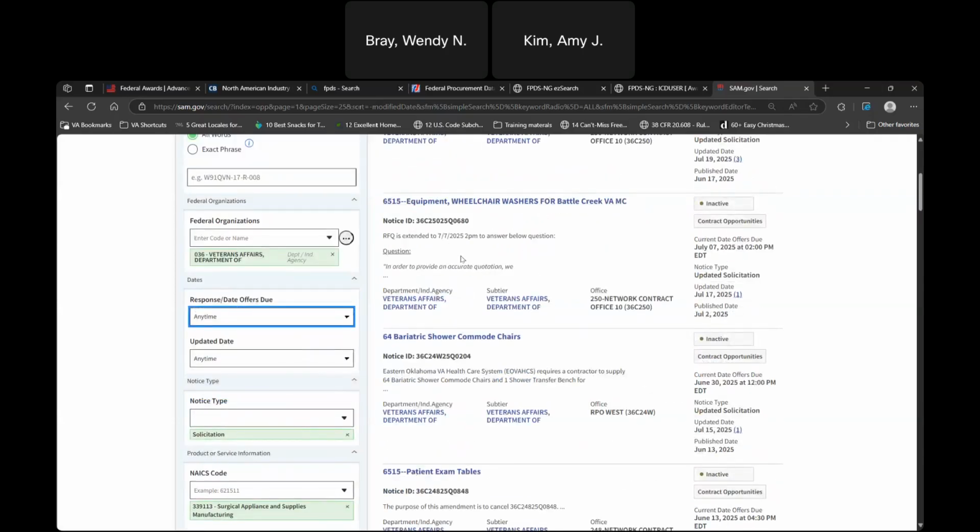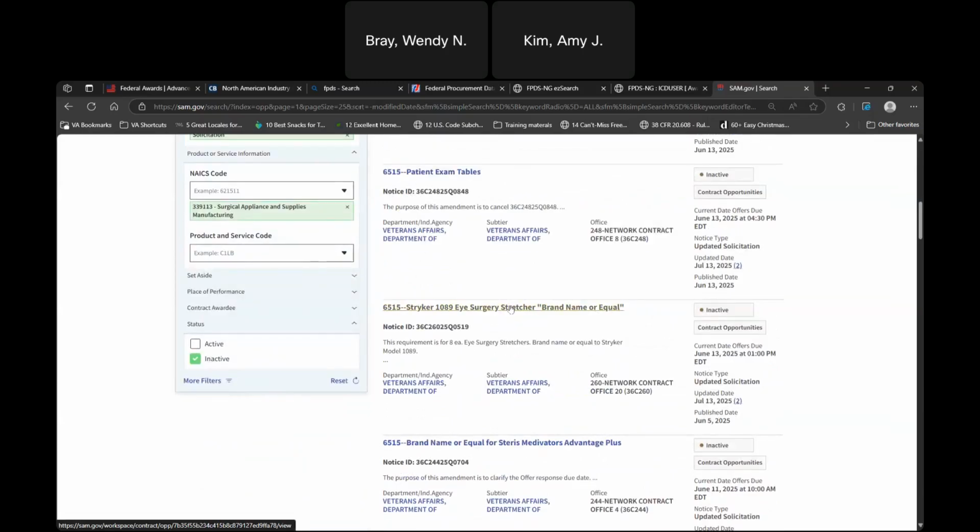Whatever type of opportunities, all of that is posted here. And again, you can then begin to start plotting where your next steps are going to be as you target the Department of Veteran Affairs as a potential client, if you're not already doing business with the VA.